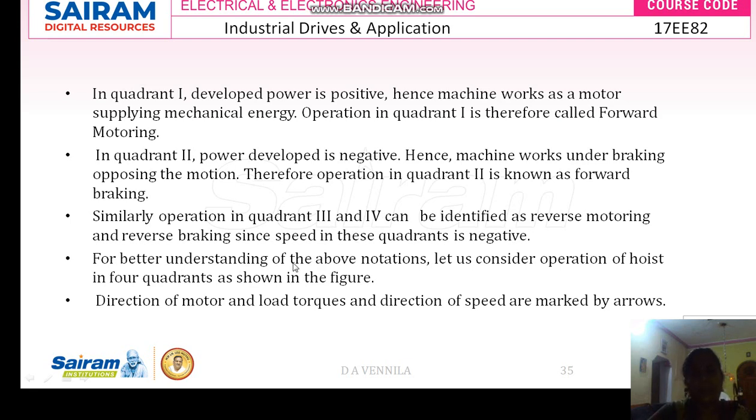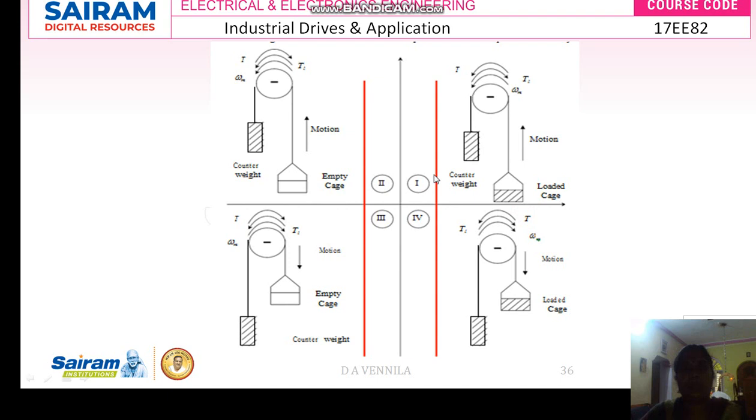For better understanding of the notation of the quadrants, let us consider the operation of a hoist in four quadrants, which is shown now. The direction of the motor and load torque and the direction of the speed are marked by arrows. This is the multi-quadrant operation. Here we are going to use the loaded cage and the counterweight. In the first quadrant and the fourth quadrant we use the loaded cage. See here, this is forward.